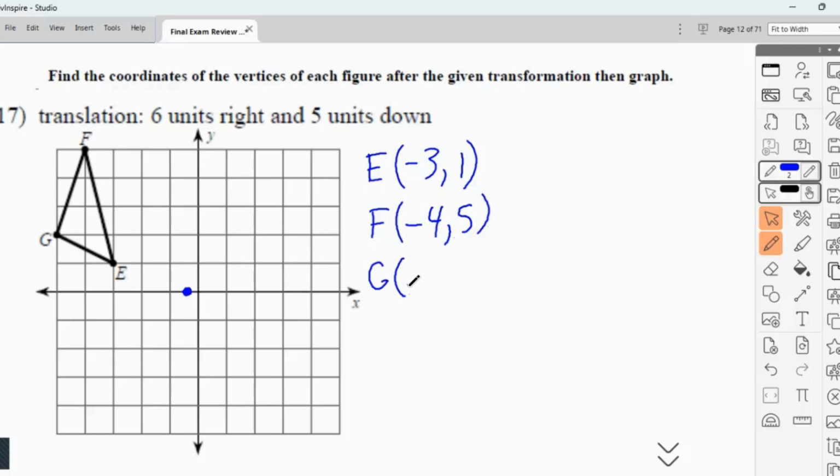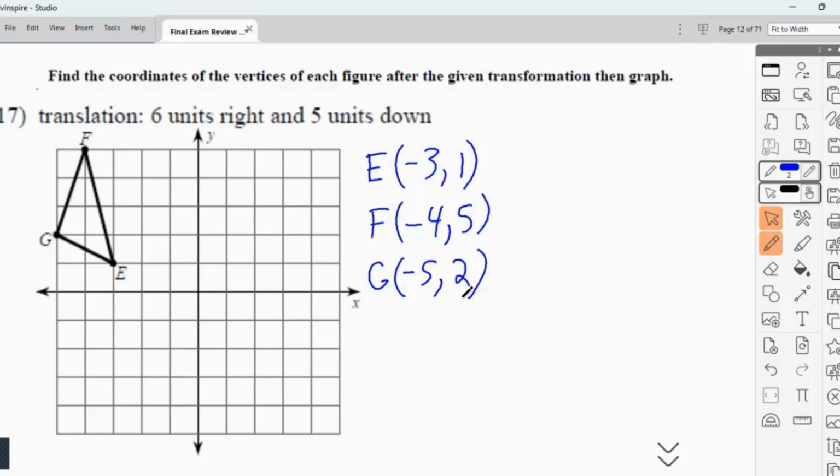G is going to be, oh, I messed up everything. My bad. Let me get that out of the way. I don't want anybody to get confused. So let me go back to the writing here. So 1, 2, 3, 4, 5. So G will be -5, comma, and in this case, let's go 2 up.